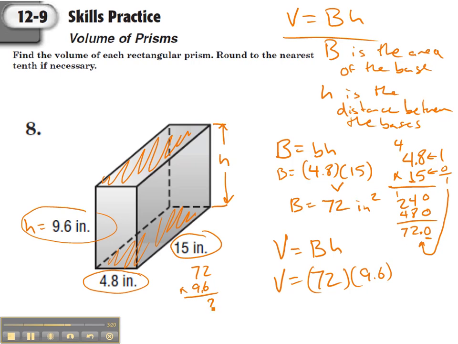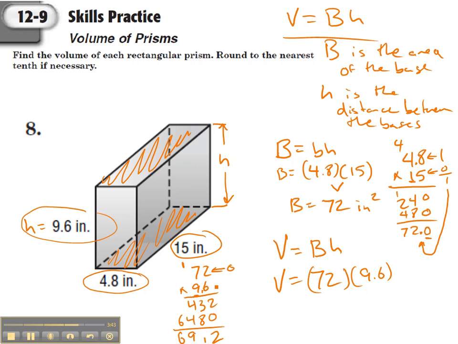2 times 6 is 12, carry the 1. 7 times 6 is 42, plus 1 is 43. When we're multiplying by 9, we're really multiplying by 90, so start with a 0. 2 times 9 is 18, carry the 1. 7 times 9 is 63, plus 1 is 64. Adding, we get 6,912. Don't forget our decimal places.